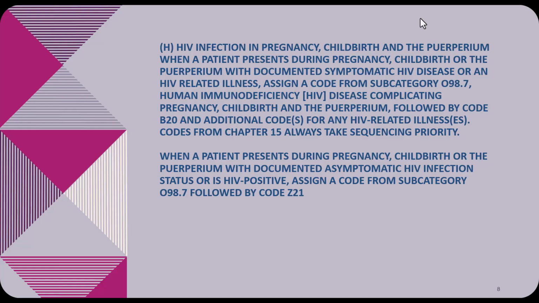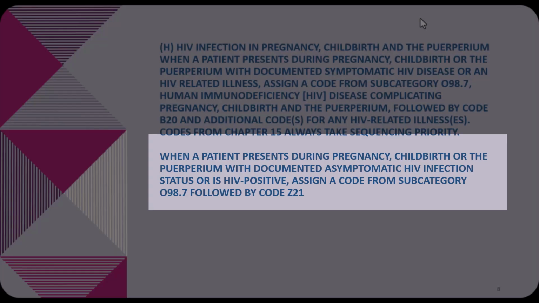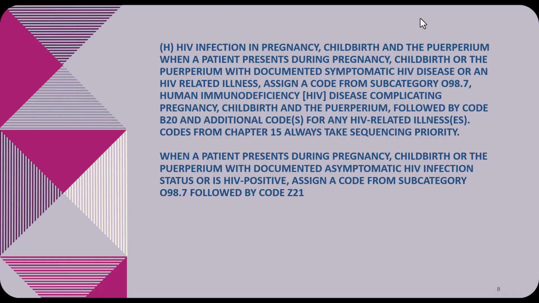And then it's showing you down below, if they're asymptomatic, you assign a code from subcategory O98.7 followed by Z21. So in this case, you're still doing the O code because they are HIV positive, my error, sorry. And you're following that with Z21 showing that they're asymptomatic.